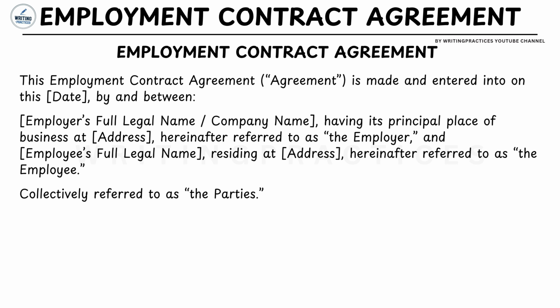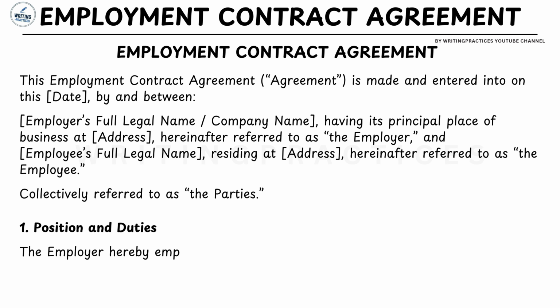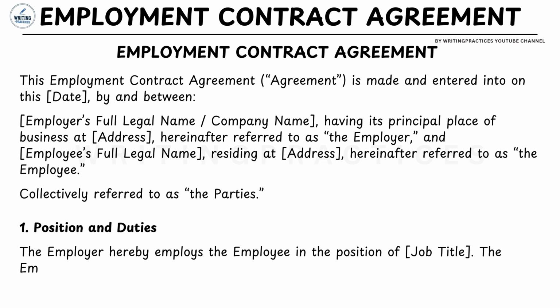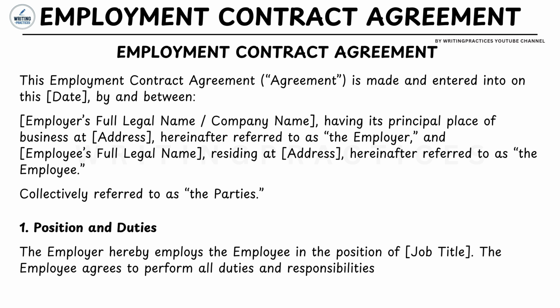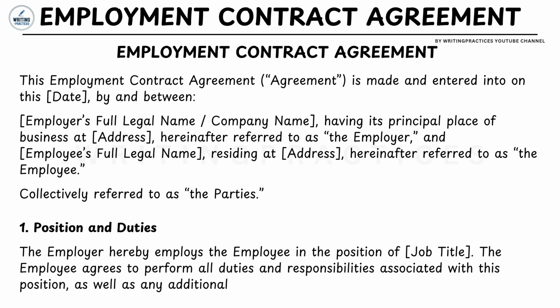Point number 1, position and duties. The employer hereby employs the employee in the position of job title. The employee agrees to perform all duties and responsibilities associated with this position, as well as any additional duties reasonably assigned by the employer. Here, you define the employee's role and responsibilities. You need to clearly state the job title and describe the duties. This is important because it sets expectations for the employee. Legally, it can be used to evaluate performance or address disputes about job responsibilities.